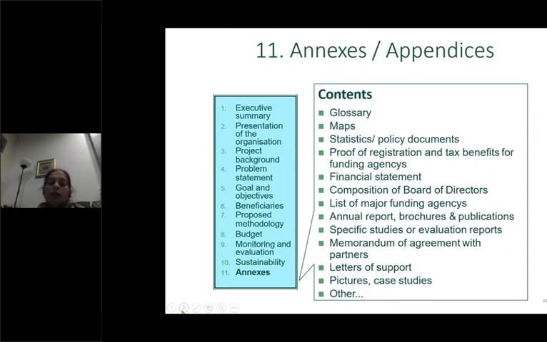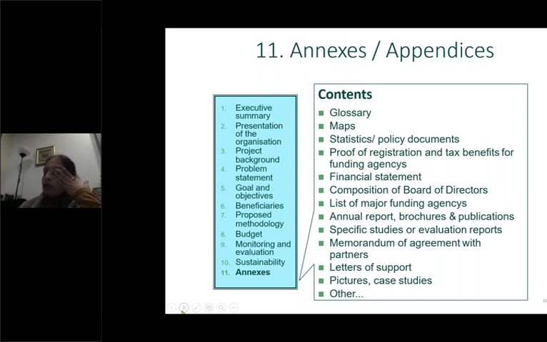Annexures: it's not necessary that you make annexures, but sometimes you want to. Suppose I'm writing a project and in the whole, above 10 points, there's no place where I should mention my previous work, because that shows my credibility. So I can put it in annexures and mention it properly there.